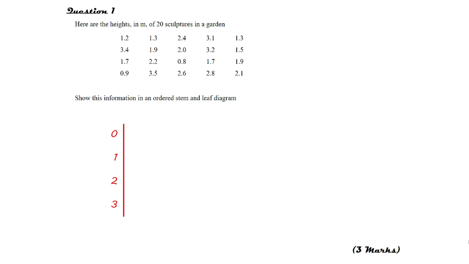So I'm going to start by putting my stems in place, and I can see that I'm going to need 0, 1, 2 and 3, and nothing goes into the 4 points, so they're enough there. And then if I add in all of my leaves, remember that these need to be in numerical order, and hopefully you're all looking at this and thinking, why hasn't he drawn a key?